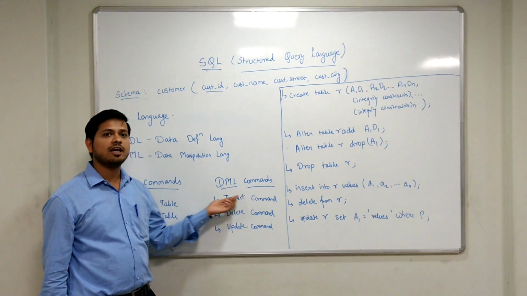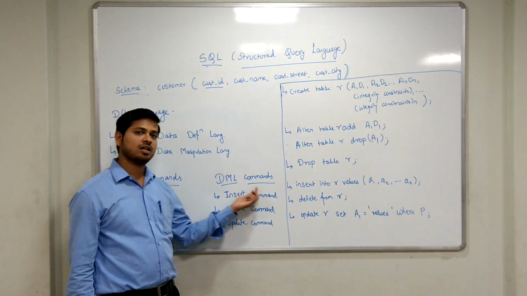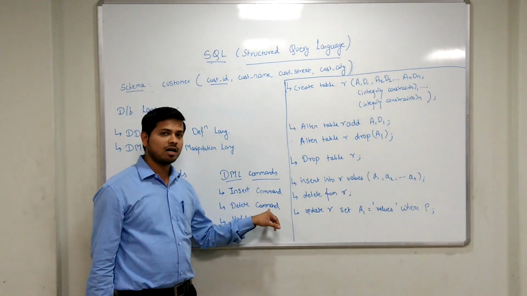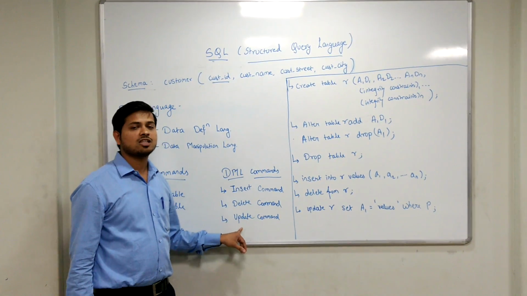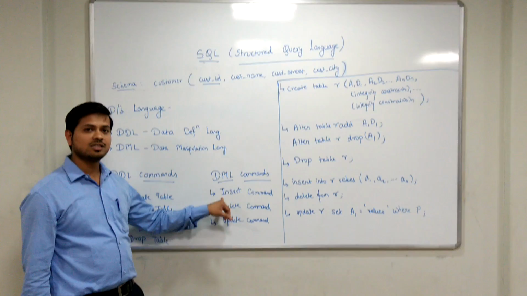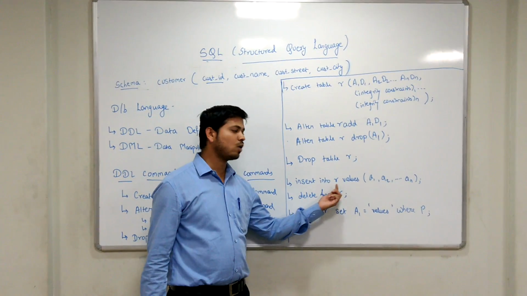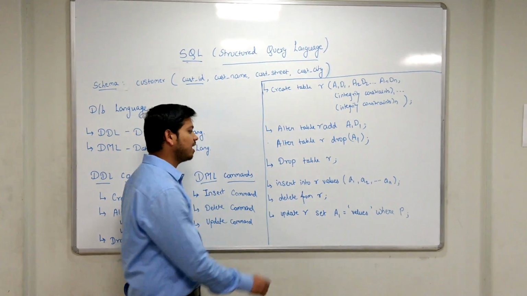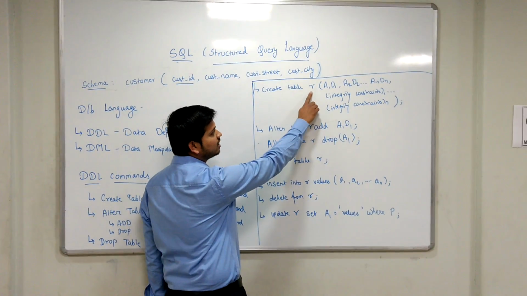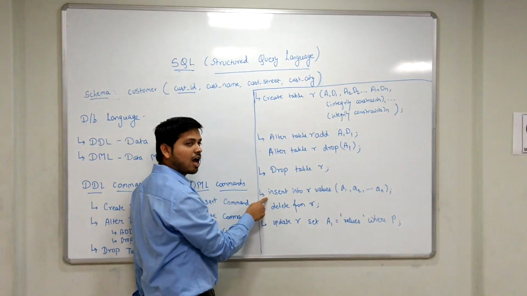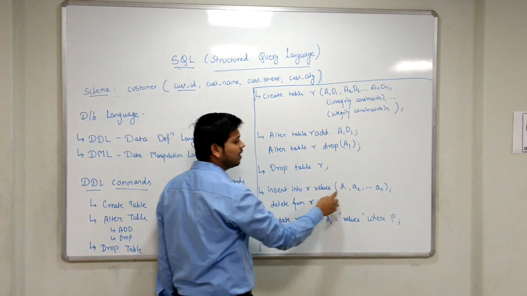DML commands. DML stands for data manipulation language, and here there are 3 commands: insert command, delete command, and the last one is the update command. Now see the syntax of the first, the insert command. Insert into R values A1, A2 up to An. It means that if you are creating a relation or table with 3 attributes, then we have to insert the values of the 3 attributes.